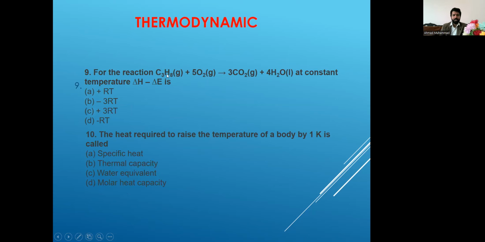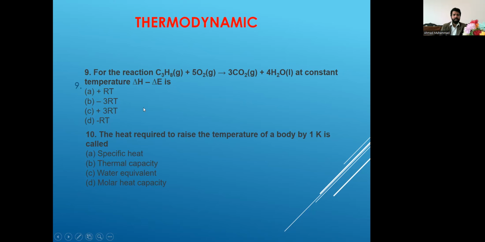For the reaction C3H8 plus 5O2 going to carbon dioxide gas plus water, at constant temperature, the change in enthalpy minus change in energy is equal to: option A, plus RT; option B, minus 3RT; option C, plus 3RT; and option D, minus RT. So the right option from these four options is option B, delta H minus change in energy is equal to minus 3RT.